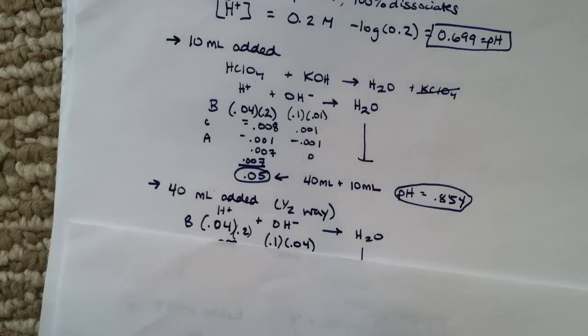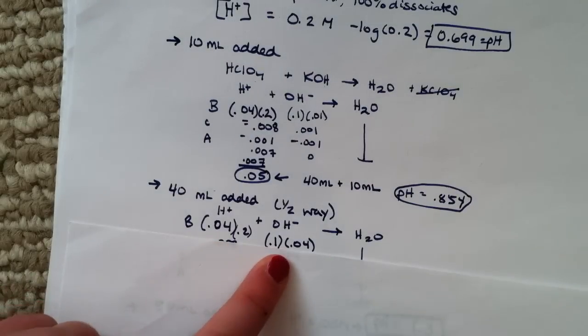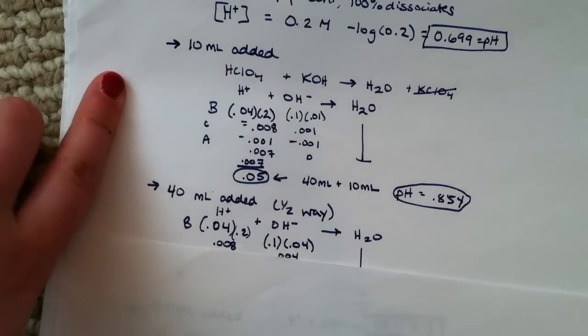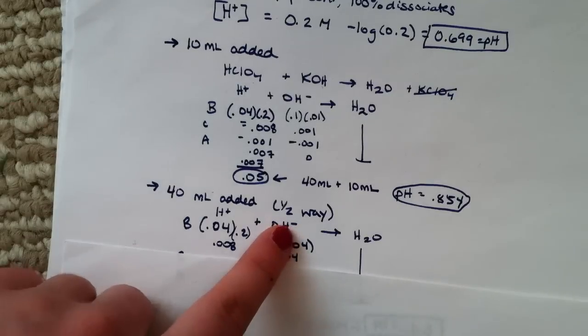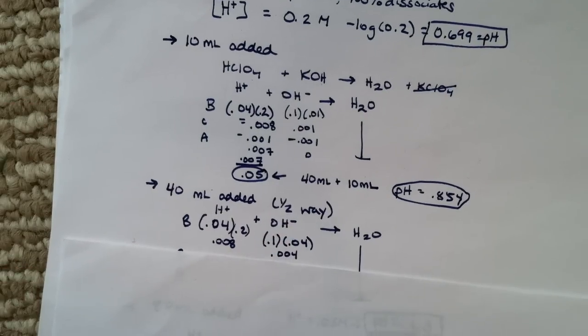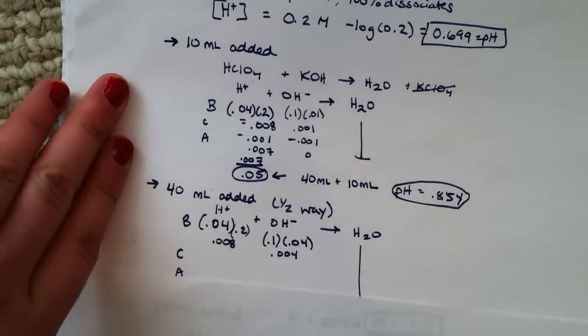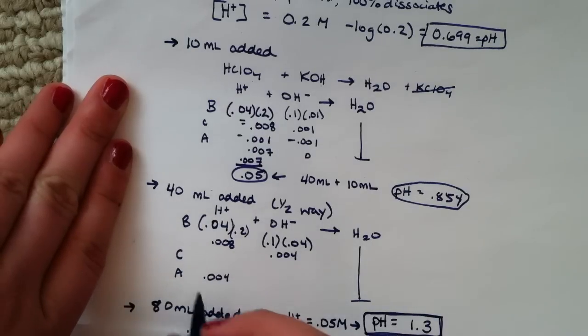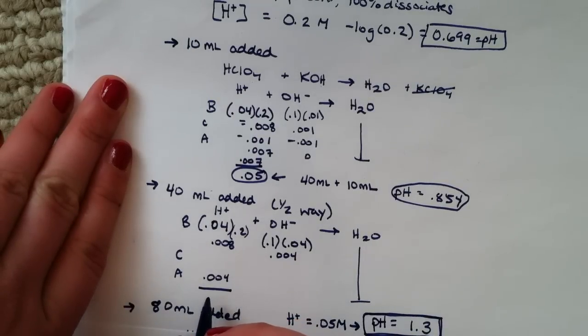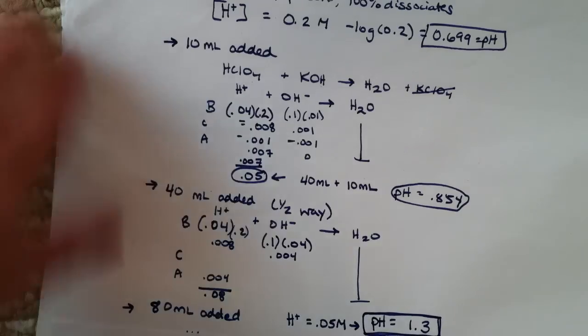When 40 milliliters, we have this in the beaker, and we have this being added. Okay, so we have 0.008 in the beaker and 0.004. I can tell that that's halfway because I have half as much base as acid. So you'll subtract it out. We'll have 0.004 left over. Divide by the total volume, which would be 40 plus 40, so 0.08 liters. And we get a pH of 1.3.